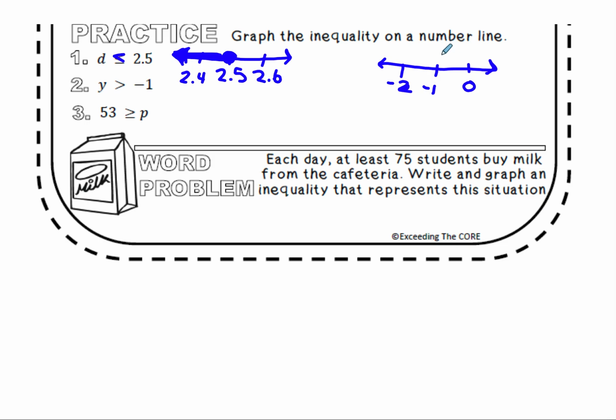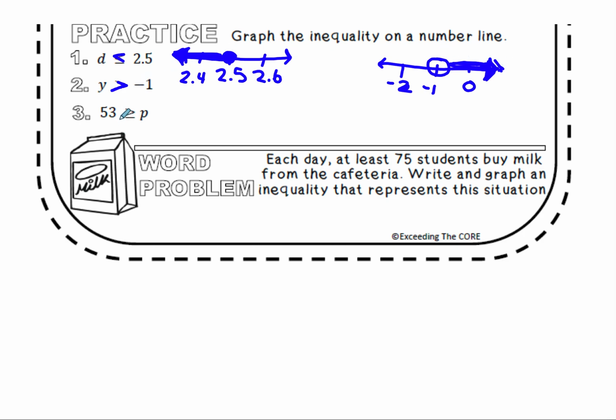Okay, it cannot equal -1, so I'm going to do an open circle. And then it's greater than -1. So if I put in 0, that would be true. 0 is greater than -1. So I'm shading to the right here. And on this one, since my variable came first, my inequality sign does point the same way my arrow is where I'm shading, pointing the same way.